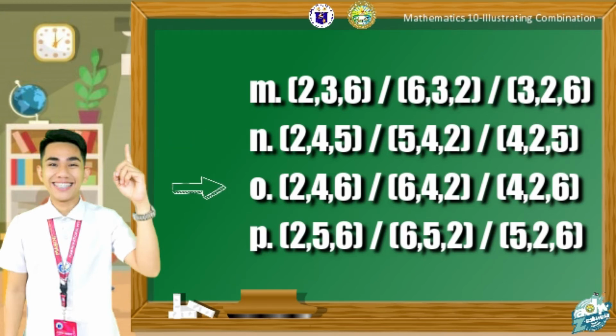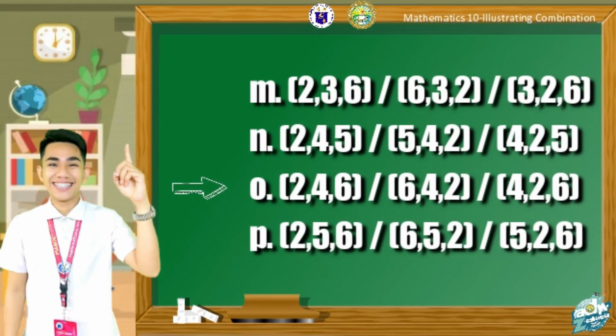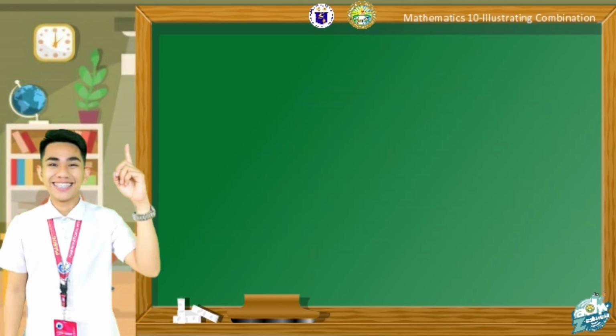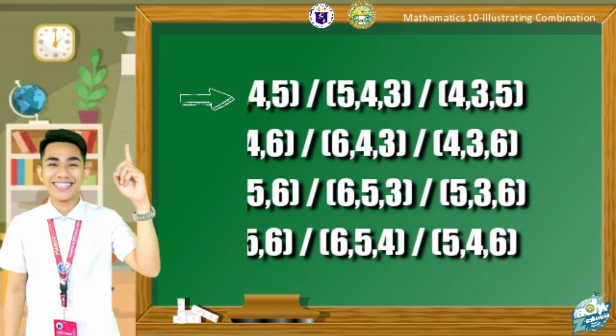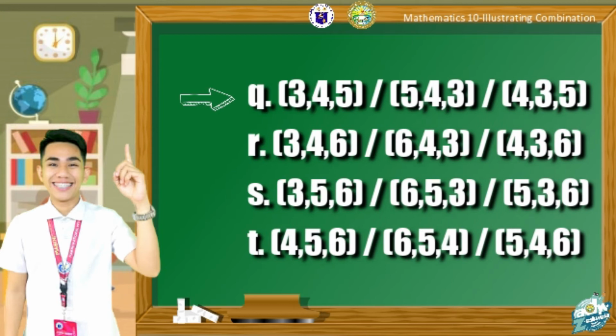Letter O. It could be 2, 4, 6, or 6, 4, 2, or 4, 2, 6. Letter P. It could be 2, 5, 6, or 6, 5, 2, or 5, 2, 6. Letter Q. 3, 4, 5, or 5, 4, 3, or 4, 3, 5.